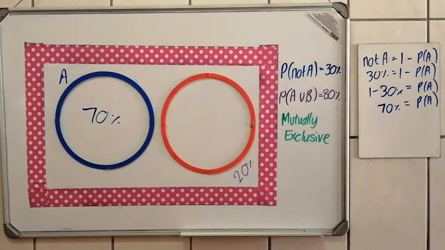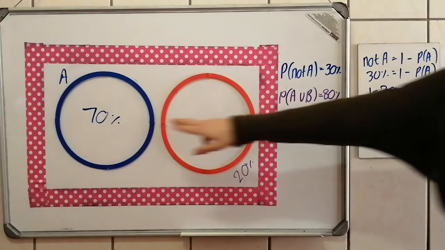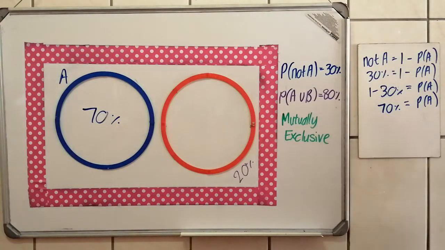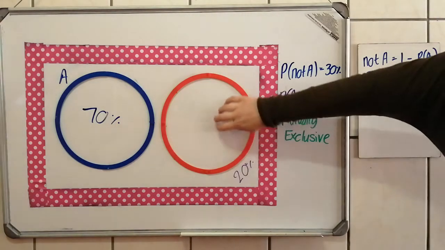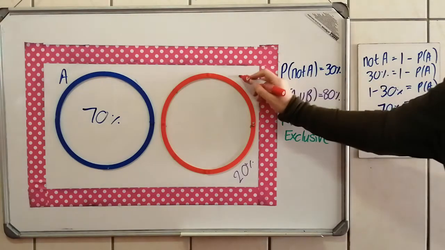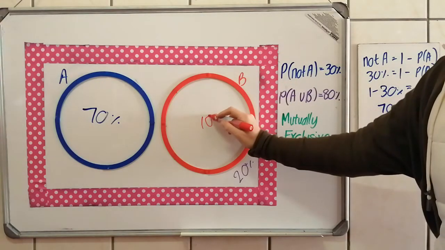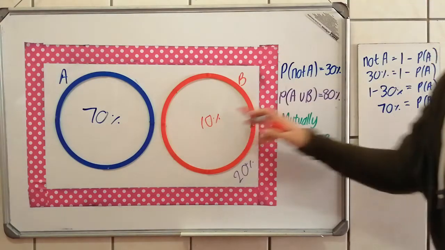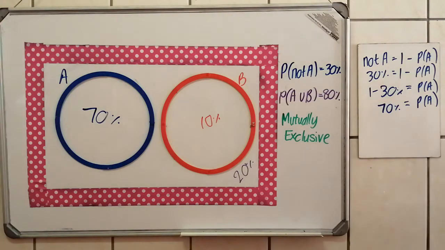Okay? If their union, A together with B, comes to 80%, do you agree that my event B here must be 10%? Because 70 plus 10 gives me 80%. And that's the first question. It says determine the probability of B.